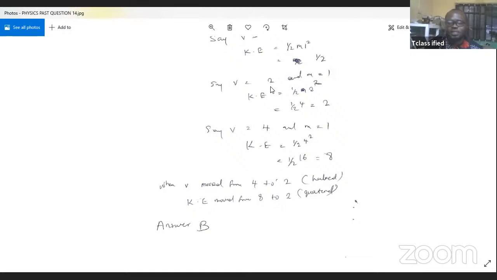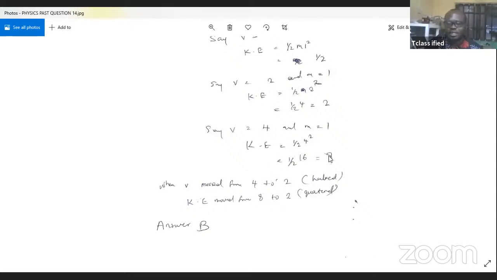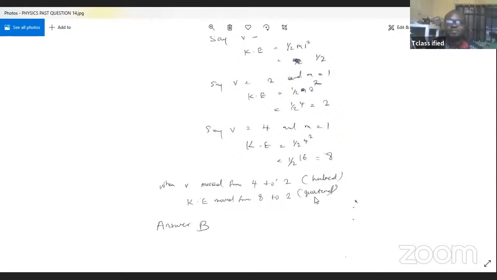You can see this speed of 4. The speed is 4 here. The speed is 2 here. But here the KE is 8. Here the KE is what? 2. And you know that 1/4 of 8 is 2. So it has actually been quartered, whereas the speed has been halved. So as you're halving the speed, the KE is being quartered.